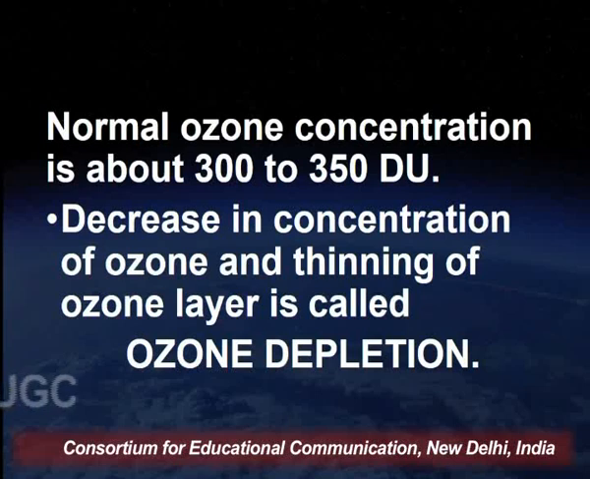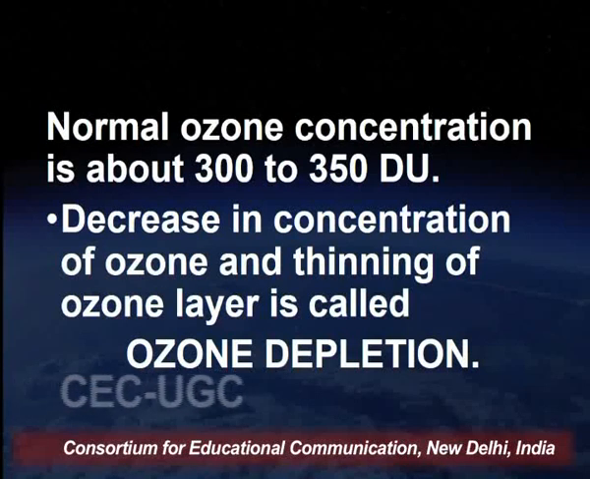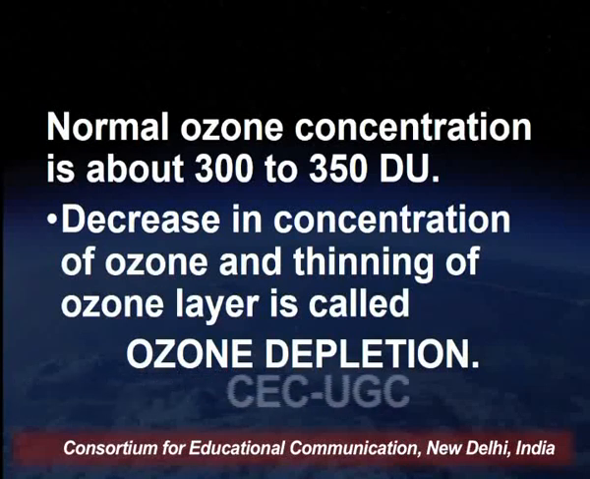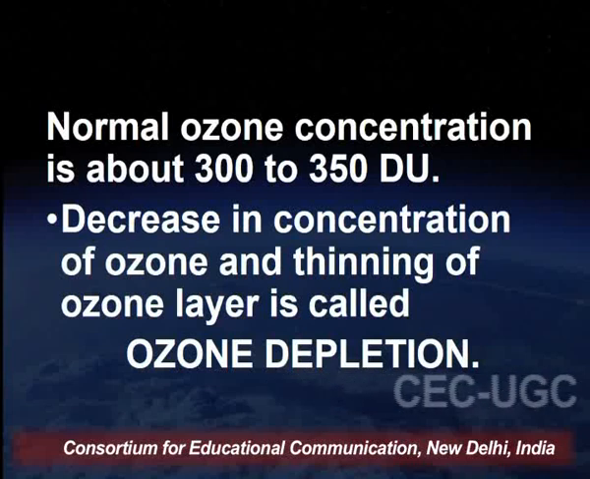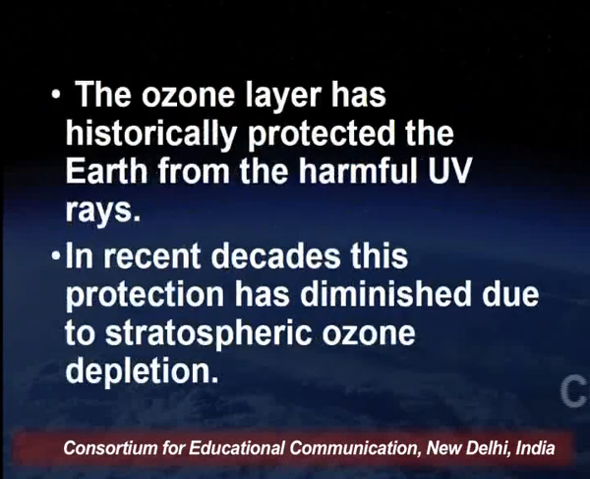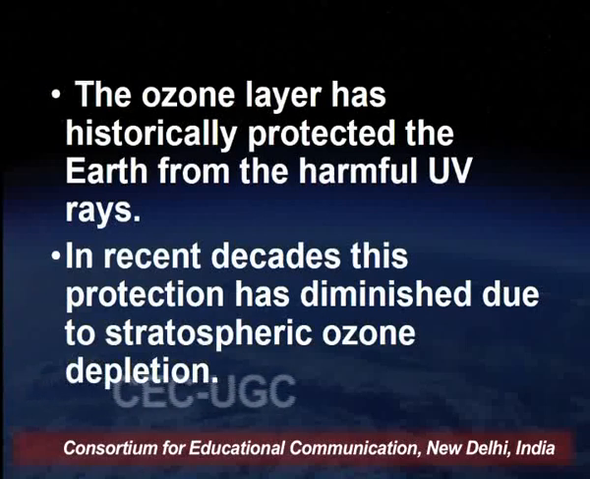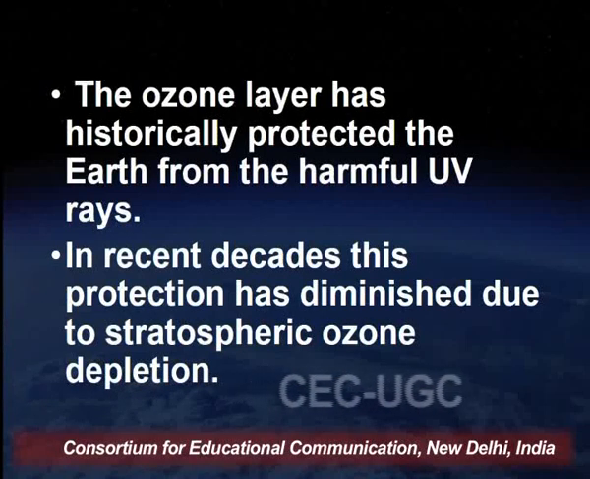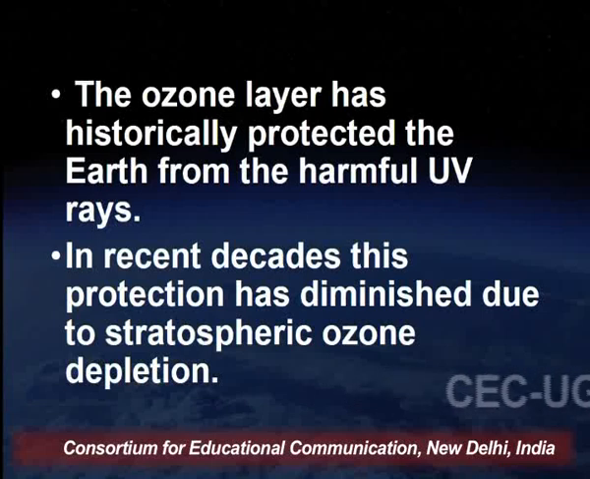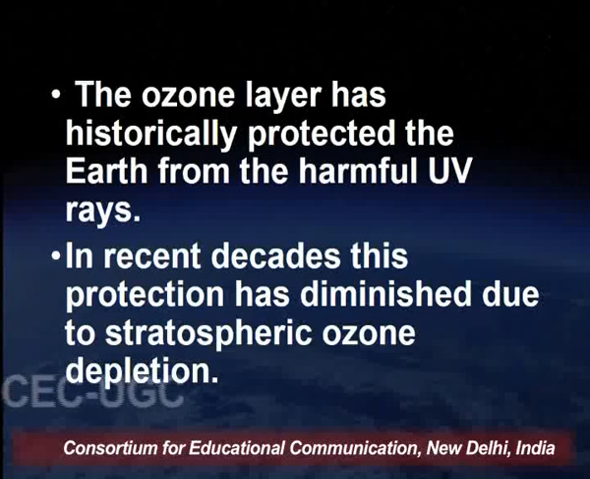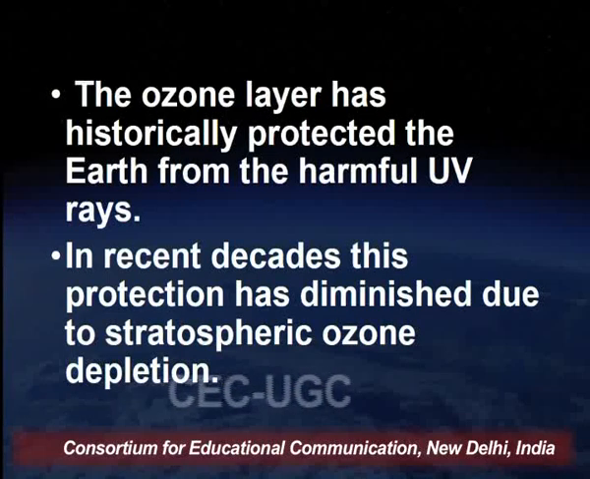Now, the normal ozone concentration is about 300 to 350 Dobson units. Decrease in concentration of ozone and thinning of the ozone layer is called ozone depletion. The ozone layer has historically protected the Earth from harmful UV rays. In recent decades, the protection has diminished due to stratospheric ozone depletion.